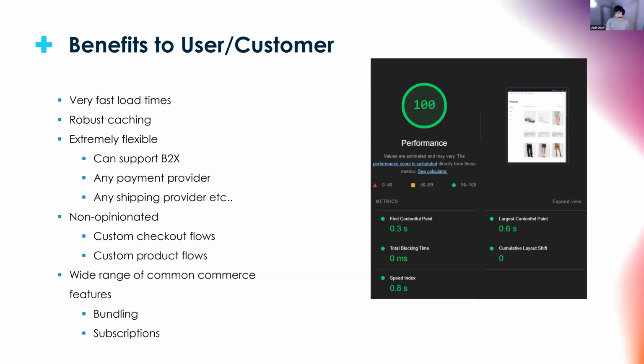So the load times and caching, that's pretty much all Next, but the extreme flexibility is more on the Sitecore OrderCloud side, because it is headless and not opinionated. You can do B2X, B2C, B2B. You can use basically any payment provider that has an API, any shipping provider. There's not a lot of requirements as far as checkout flow. You can tailor it to your needs.